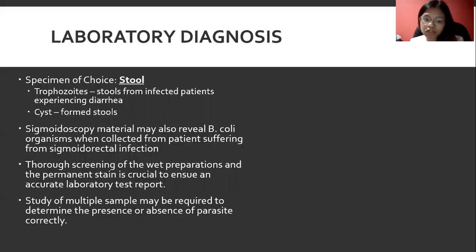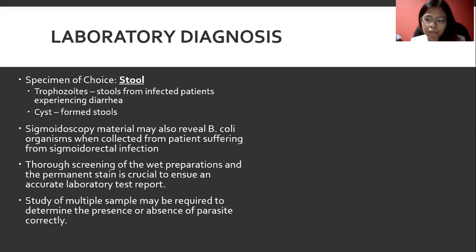So, specimen of choice, stool. Para makita po ang trophozoite, the stools from infected patients experiencing diarrhea. So, yung stool po ng patient na nagda-diarrhea, yung basa, malambot. Usually po ang makikita doon ay trophozoite. Pag cyst naman po, usually makikita siya sa formed stool. So, buong tae po.